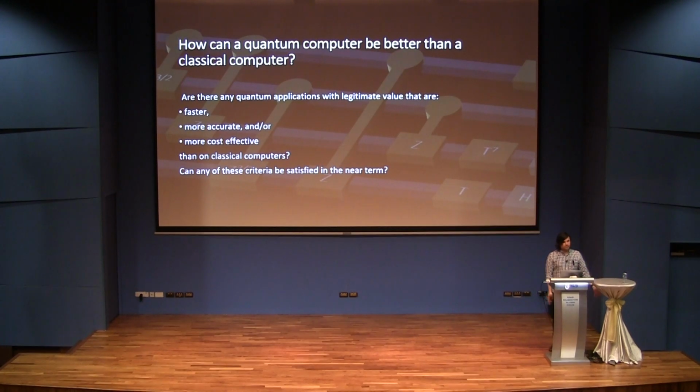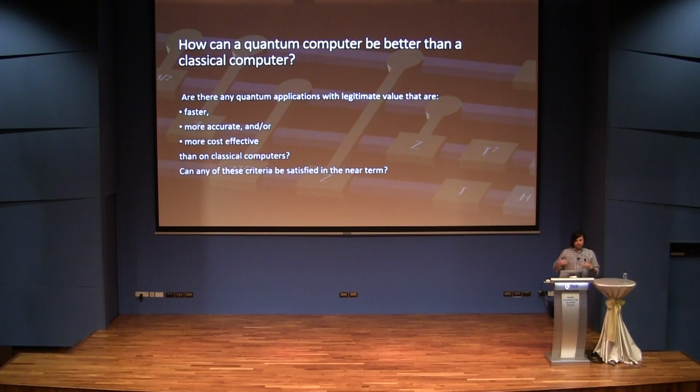Then you've got to ask some more serious questions, like how can a quantum computer be better than a classical computer? And as a theorist, typically my answer would be that we want circuit lower bounds. That's what we want to prove. But in reality, the question's a bit more complicated than that.